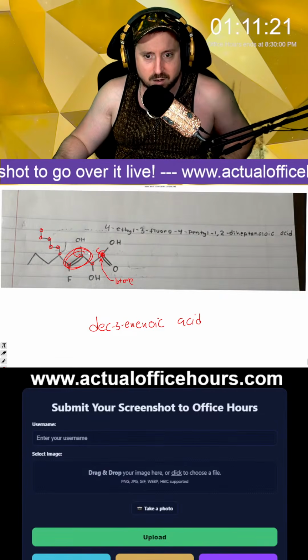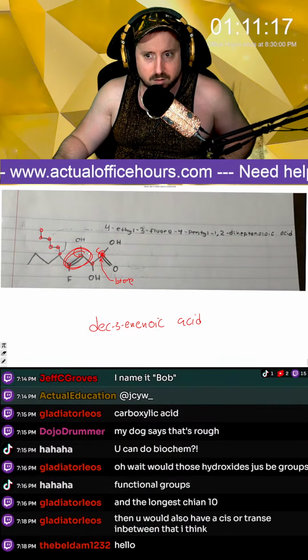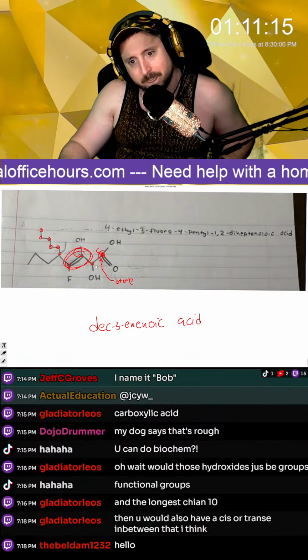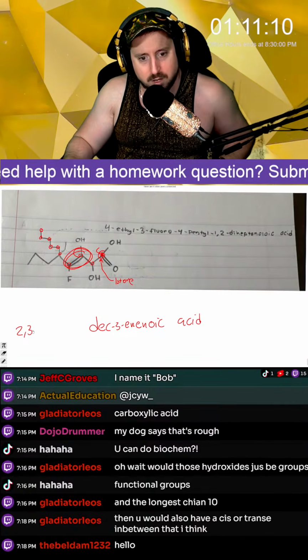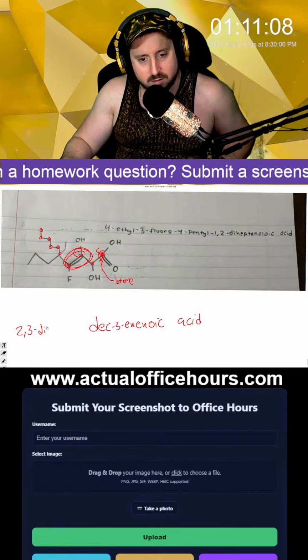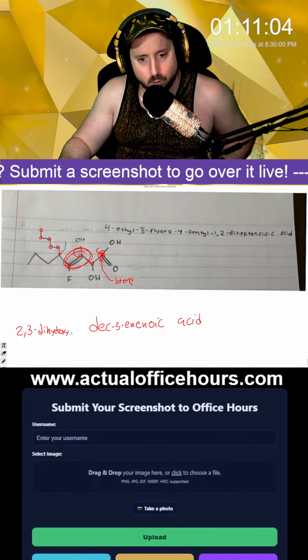And then, right. And then, I think it's going to be 2, 3 dihydroxy 4 fluoro.